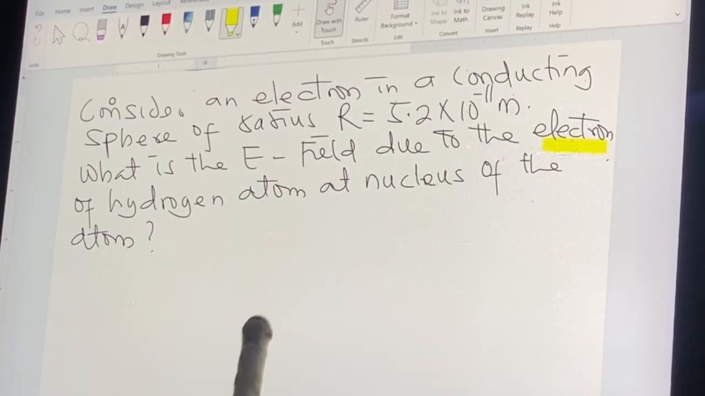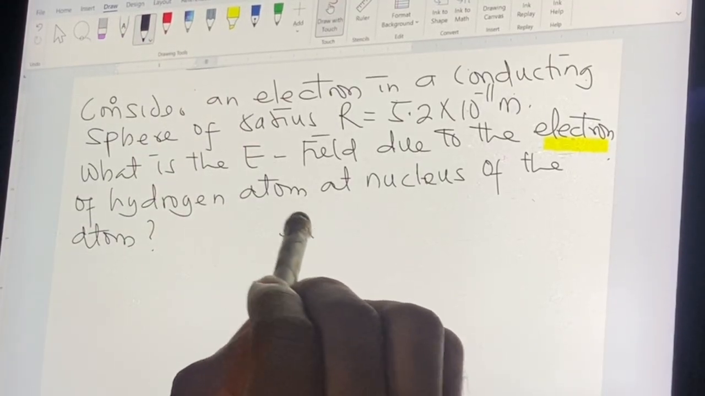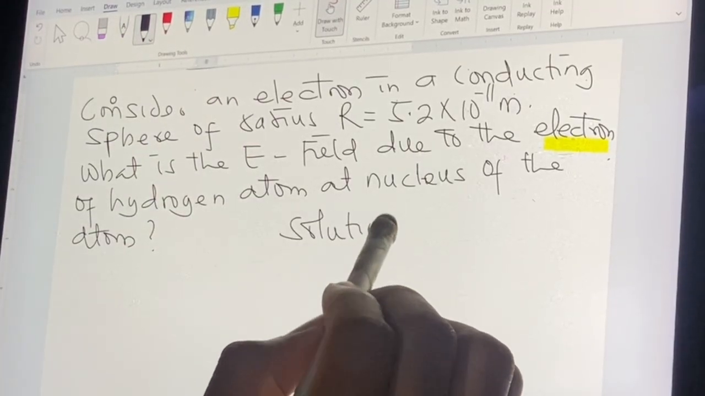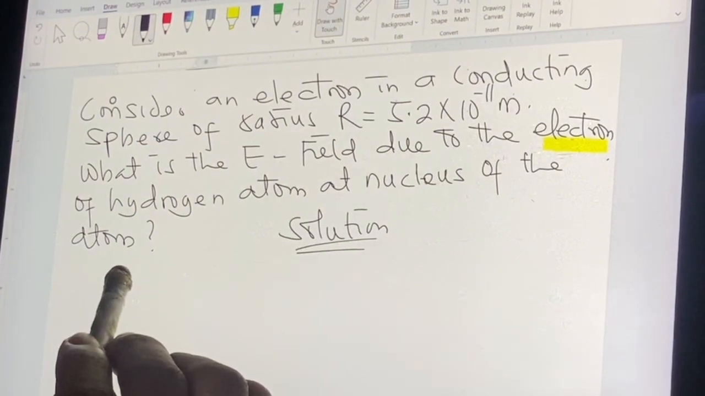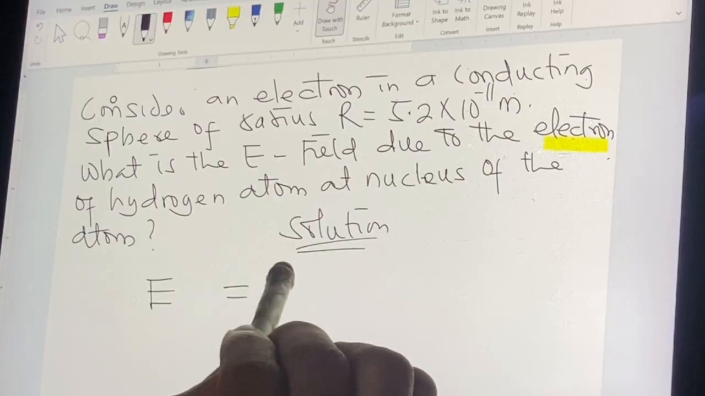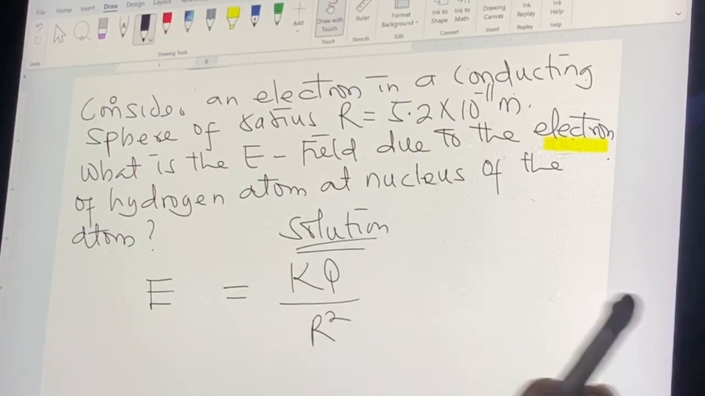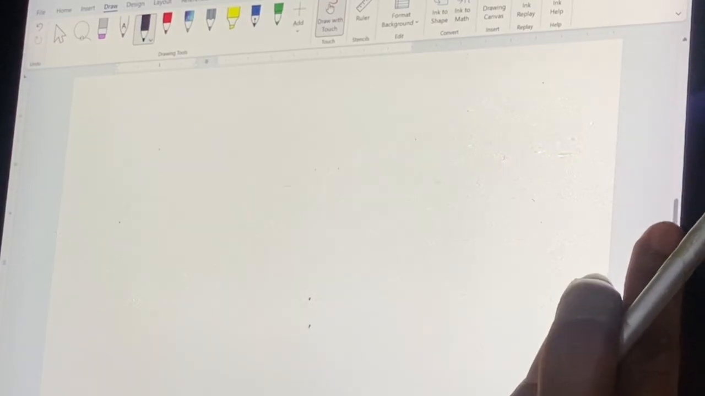So let's solve this here. Solution. The formula for electric field when distance is given is E is equal to KQ over R square. Please remember that. So let's impute the values here.